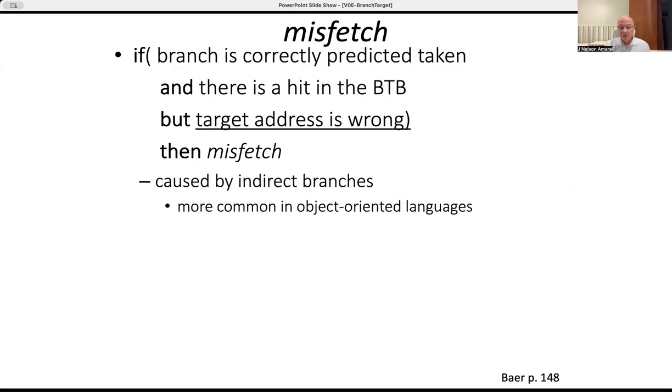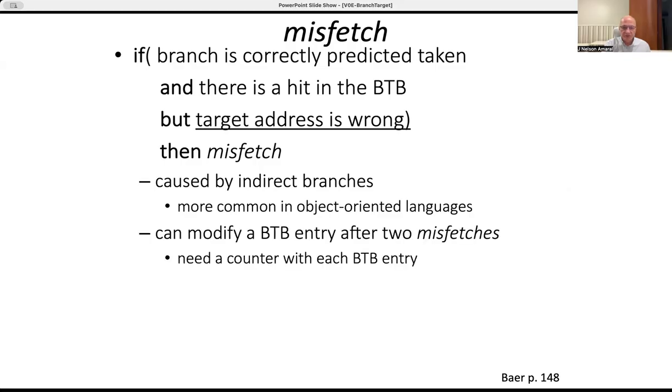It is obviously caused by indirect branches. Indirect branches happen more commonly in object-oriented languages. One strategy that I could use is a hysteresis cycle, just like I use for branch prediction, where I do not change the target of a branch whenever the branch target changes. So I do not change the entry in the BTB. I use a saturating counter, and I will only change the target of a branch if I see two misfetches of the same branch.